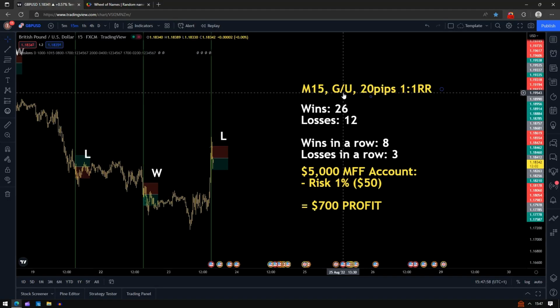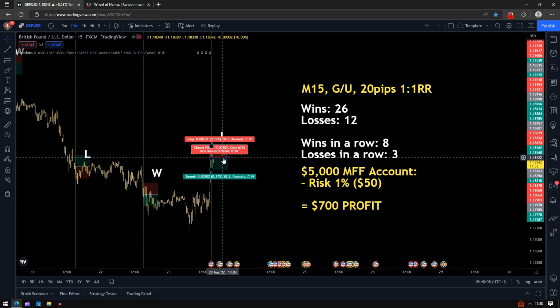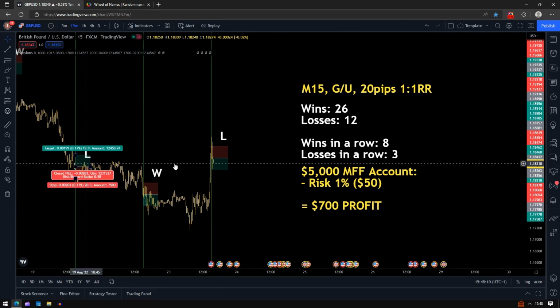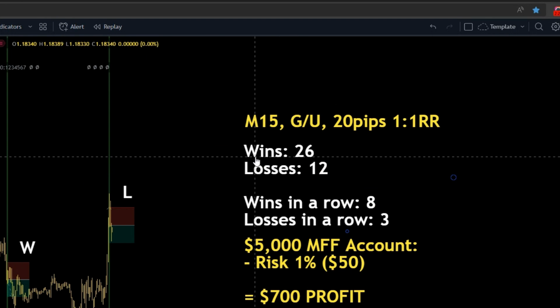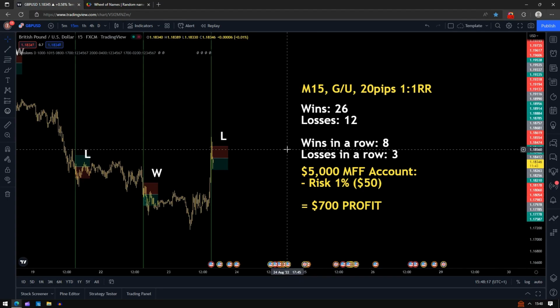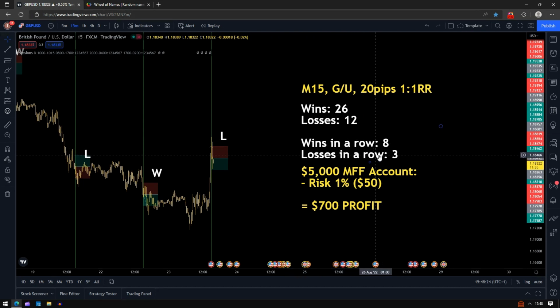On the 15-minute time frame, trading on GBP USD, we were targeting 20 pips, and it was a 1-to-1 risk to reward ratio. To be honest with you, I thought this might have been at a loss, but clearly not. We had 26 wins overall and 12 losses. The most amount of wins we had in a row was 8, which is very impressive, and the most amount of losses we had in a row was 3.